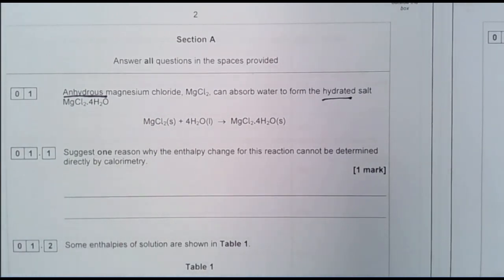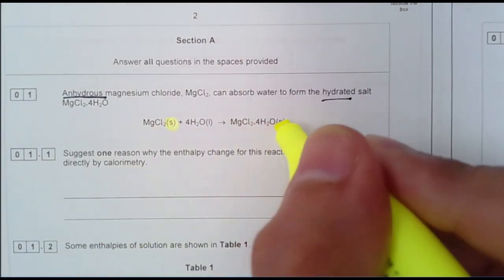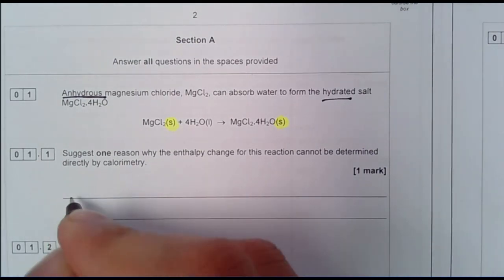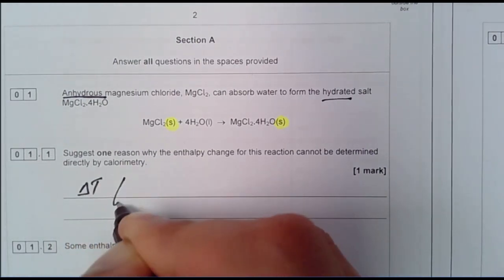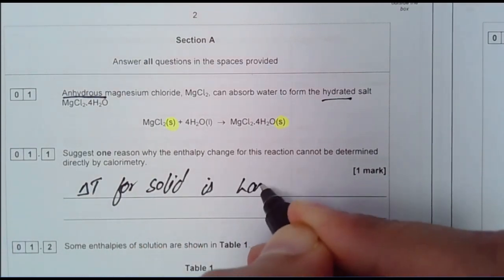It says suggest one reason why the enthalpy change of this reaction cannot be determined directly by calorimetry. Now, if you look at it at the start, your reactant was solid, your product is solid. How will you work out the change in temperature that will take place for the solid? It is very difficult. So we can say ΔT for a solid is hard to measure.